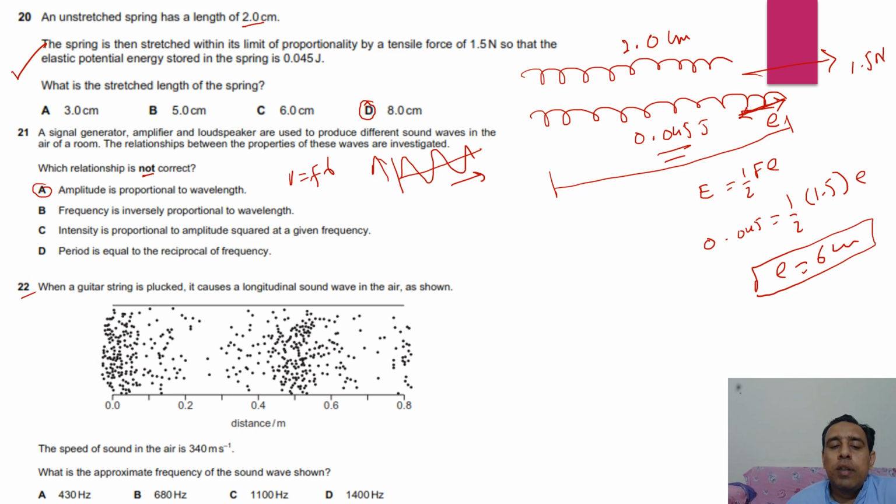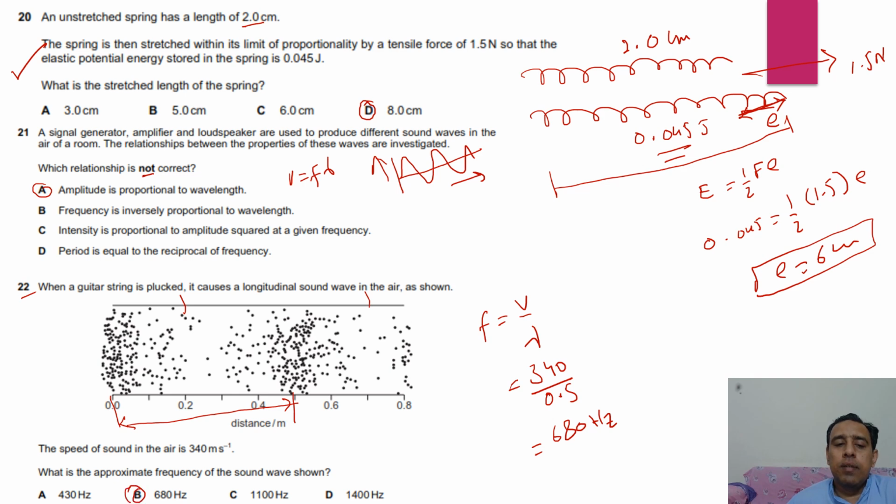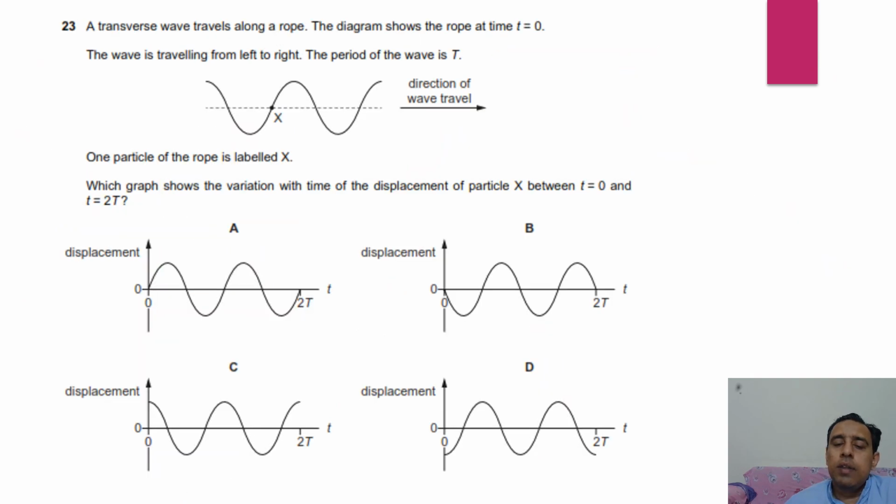For question number 22, what is the frequency? So f is equal to v by lambda. You know that v is 340, and the wavelength is from this point 0 to 0.5, or from point 2 to 0.7, whatever. It means it's the distance from one compression to the next compression. Should be 0.5. The answer must be 680 Hertz. For question number 22, it should be B. Yes, it is.